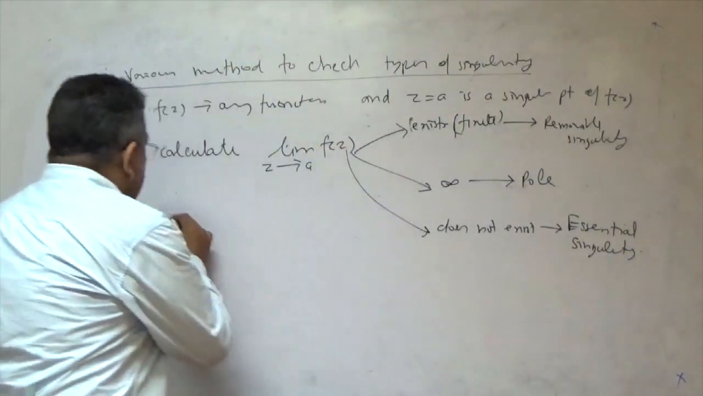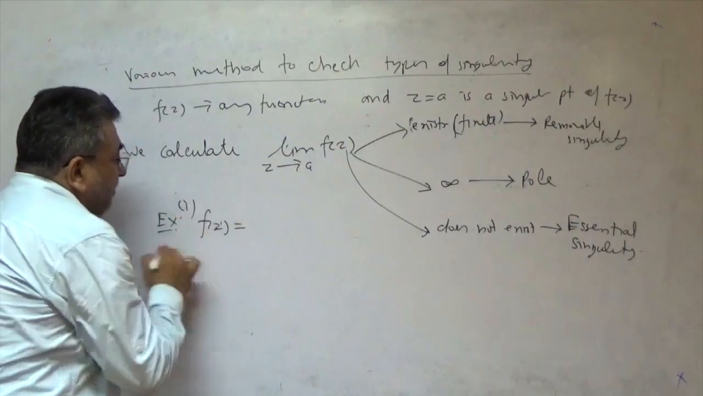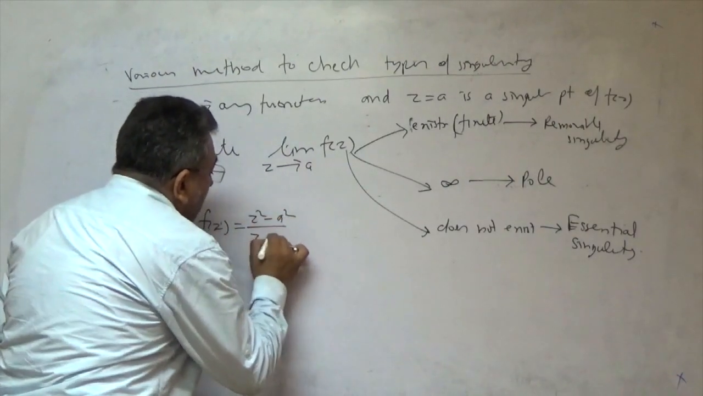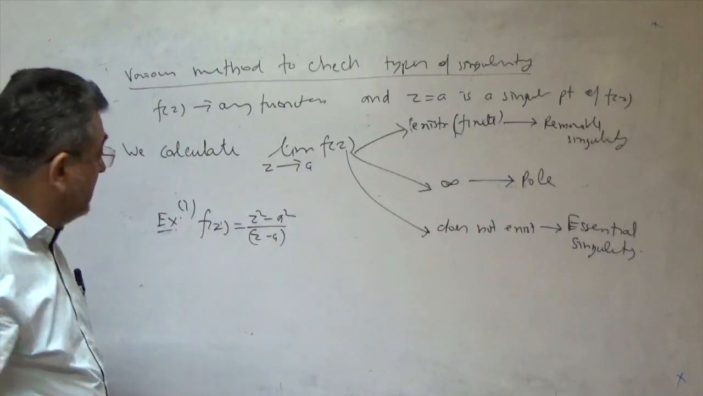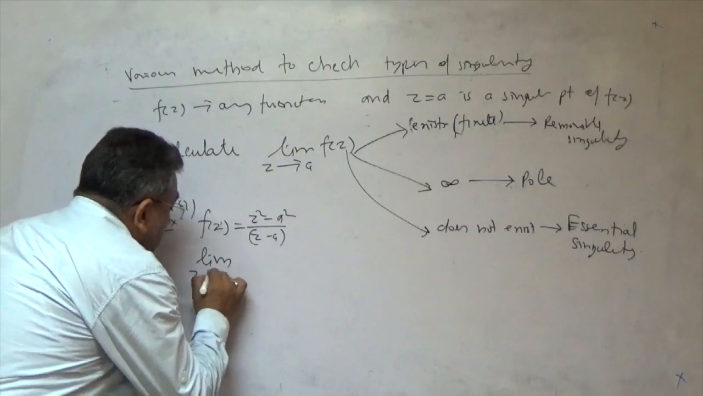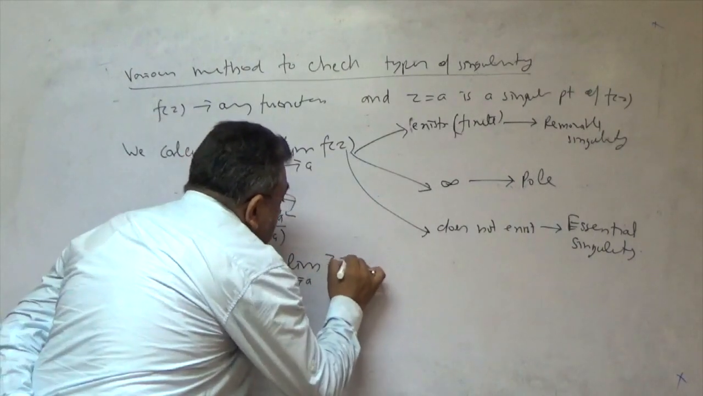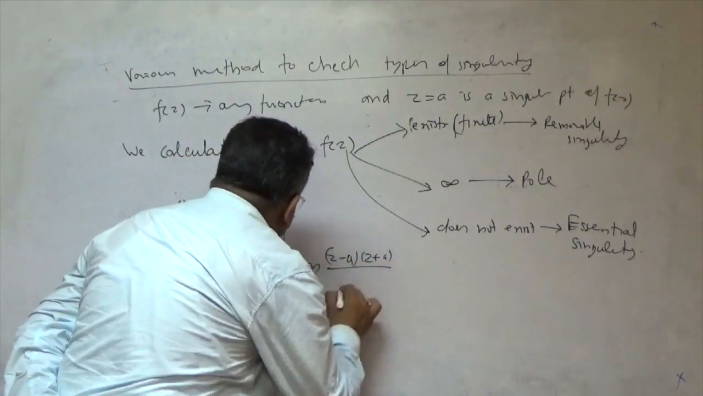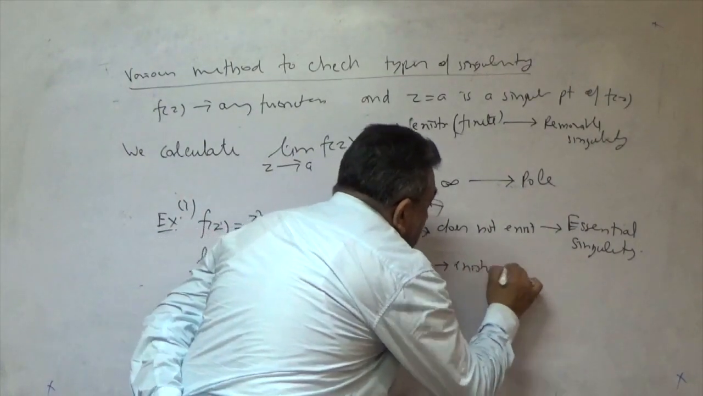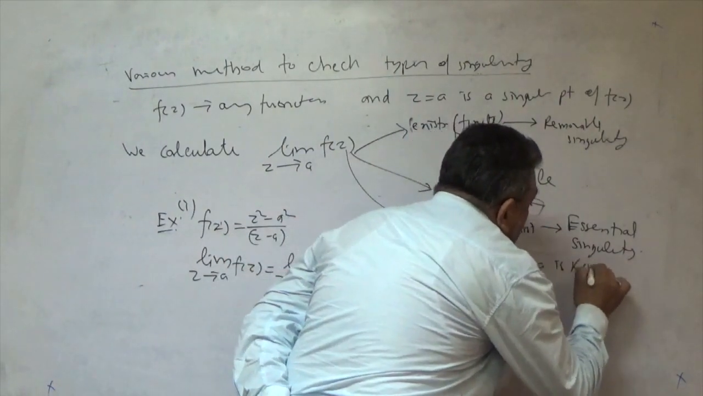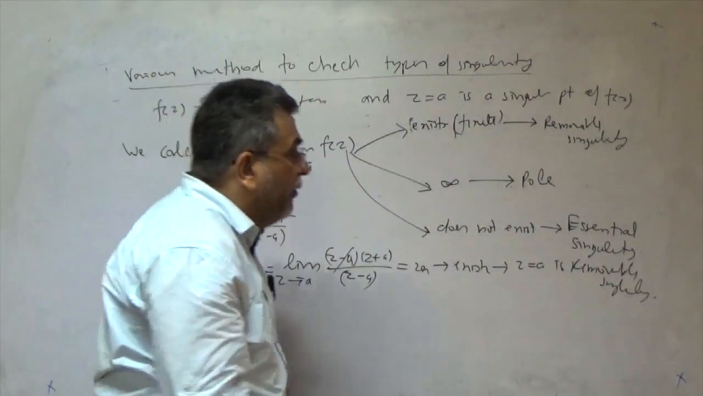For example, take the first example, f(z) equal to (z square minus a square) upon (z minus a). Here you see that z equal to a is a singular point. If we calculate the limit as z tending to a of f(z), we factorize this, z minus a cancels out, and the limit is 2a. That means the limit exists. That means z equal to a is a removable singularity.